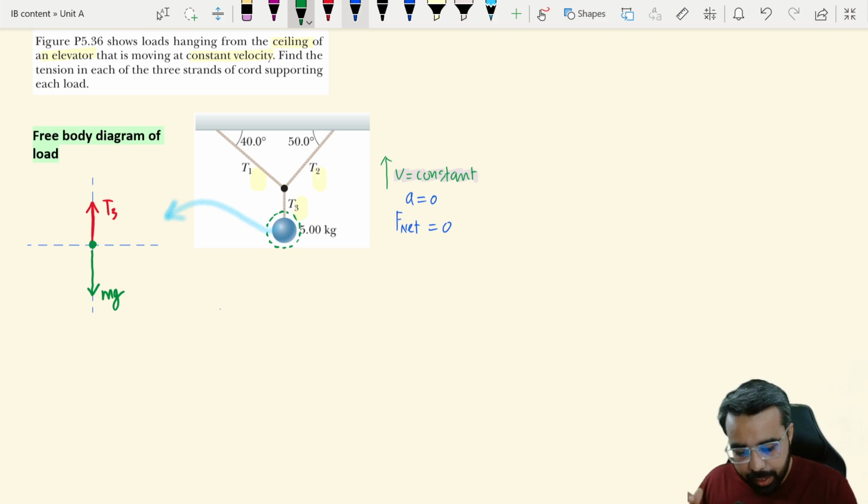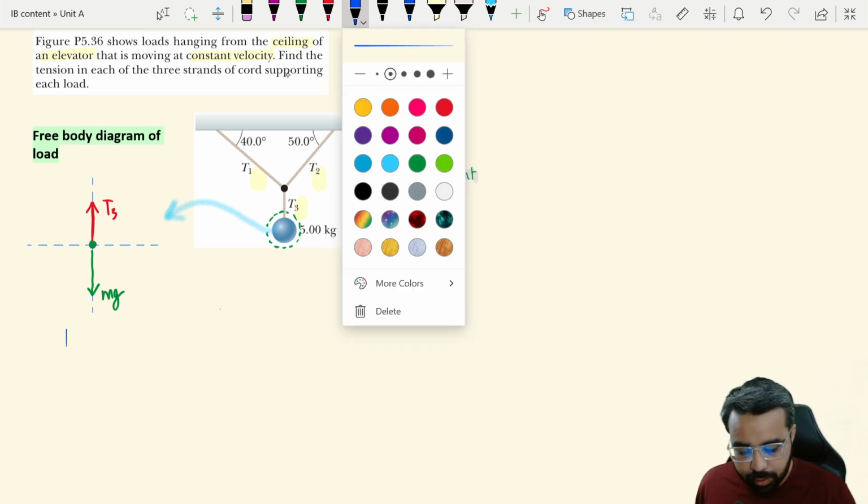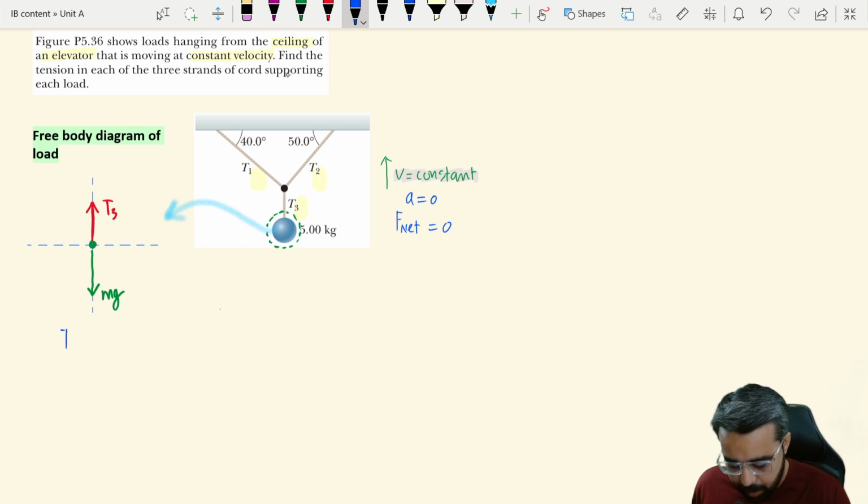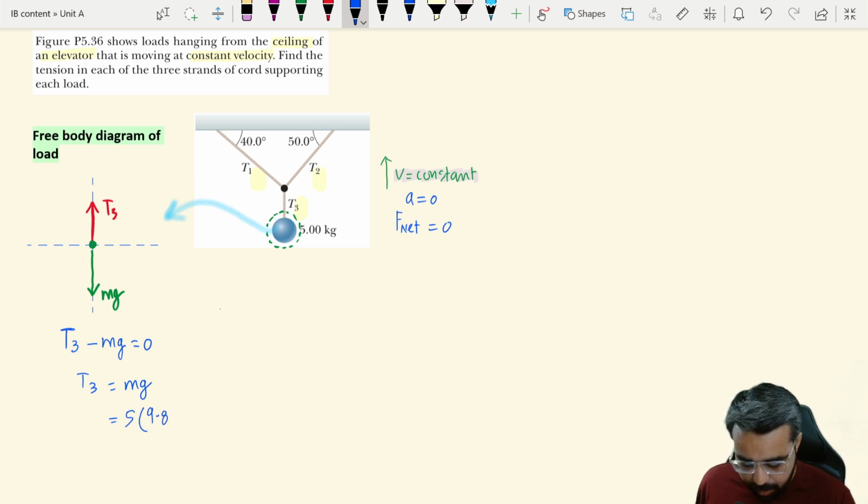All right, so with the help of this, I told you that we will make an equation, and there's no force along the x-axis, so the sum of all forces along the y-axis must be balanced. So we must say that T3 minus mg is 0, which means that T3 is equal to mg. Do we know the mass? That is 5 into 9.8, which must be equal to the value of this tension. So that is 49 Newton is the force exerted on this.